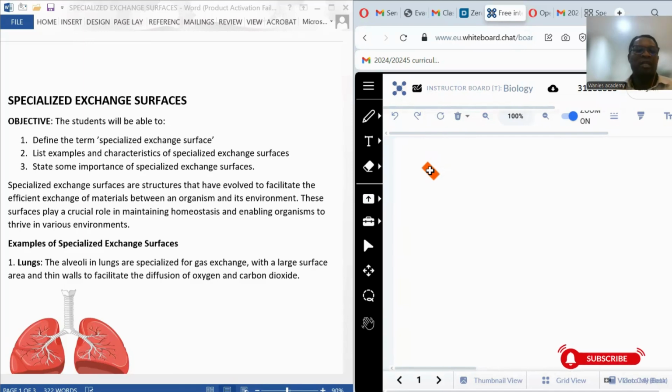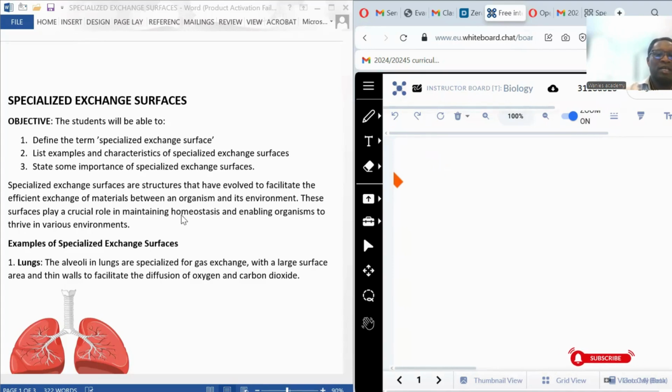Today in our biology class, we shall be talking about specialized exchange services. At the end of the day, you'll be able to define the term specialized exchange services, list some examples and characteristics of specialized exchange services, and state some importance of specialized exchange services.